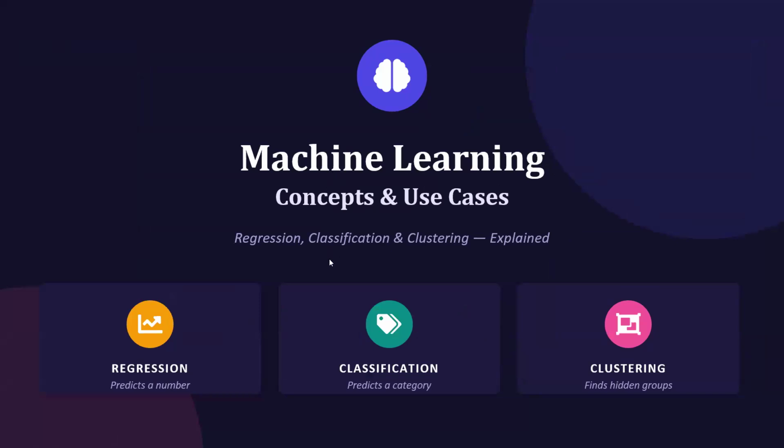Machine learning concepts and use cases. Typical machine learning has three types of category. One is regression, another one is classification, another one is clustering. In this, there is supervised learning we discussed yesterday and also unsupervised learning. Regression and classification fall under supervised learning, whereas clustering falls under unsupervised learning. Regression is nothing but predicting a number. Classification is predicting a category. Clustering is finding the hidden groups.